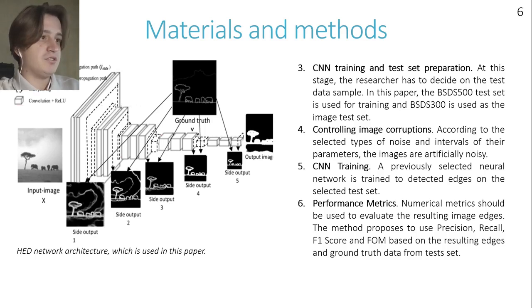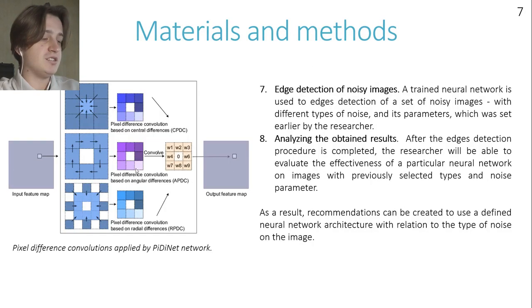Next, we have pixel-difference convolution applied by the PiDiNet network. PiDiNet is also used in this paper. Seventh step of this technique is edge detection of noisy images. A trained neuronal network is used for edge detection on a set of noisy images with different types of noise and its parameter, which was set earlier by the researcher. And last one, analyzing the obtained result.